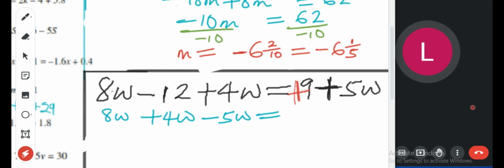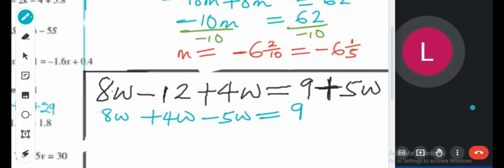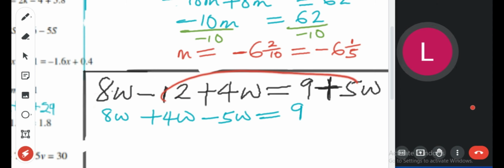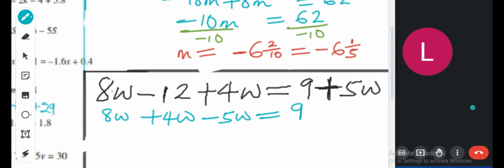It has a plus, even though it is not written, and it's still on the right hand side, so it still retains its sign. And then we move, so we've written the 9, then we move the minus 12 from the left to the right. It's going to move from left to right. It has a sign of minus. Crosses over and becomes a plus, so that will be plus 12.